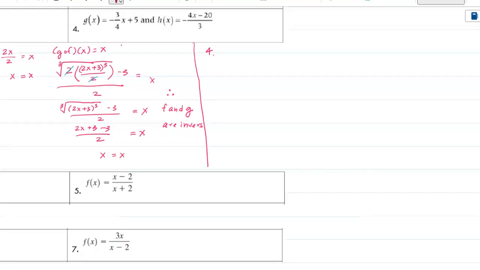Let's do number 4. We need g or f of g. F of g of x should equal x. So open up, oh no, I'm sorry. Let's do g of h. Negative 3 fourths. Open that up. Drop in.